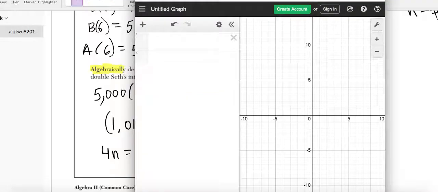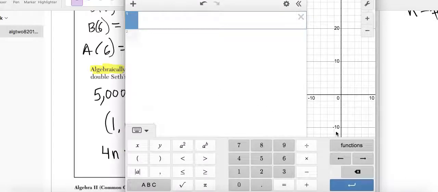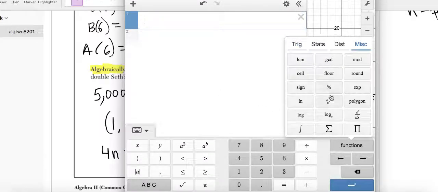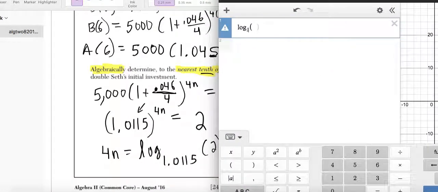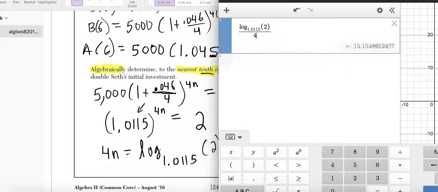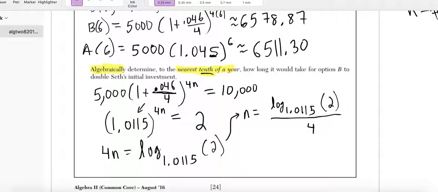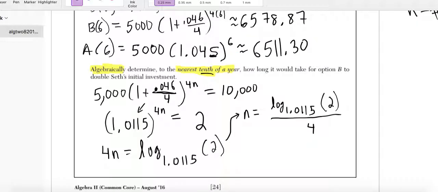This one doesn't allow me to do log of selected bases, so I'm going to have to go in this calculator. Functions, miscellaneous, log of the desired base. So it's log base 1.0115 of 2, and we wanted to divide it all by 4, and it's about 15.2 years if we round to the nearest tenth of a year. 15.15 will round up to 15.2.